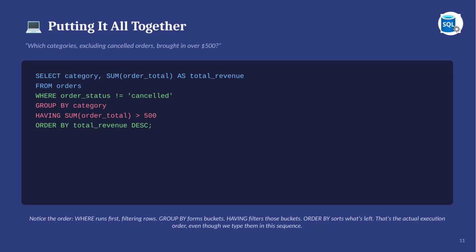Notice the actual execution order here, which is different from the order we typed the clauses in. Where runs first, filtering out canceled rows. Group by forms the category buckets next. Having then filters those buckets down to only the ones over $500. And finally, order by sorts whatever's left.